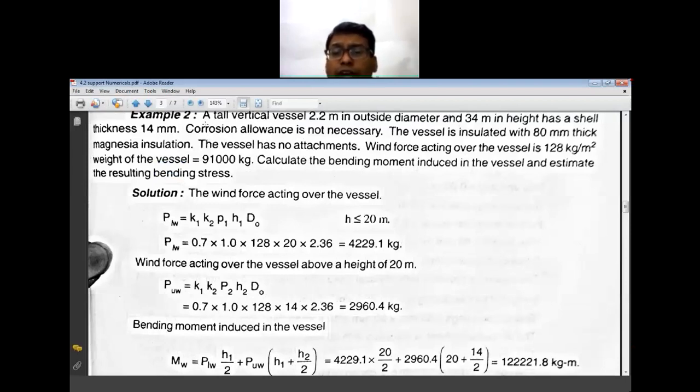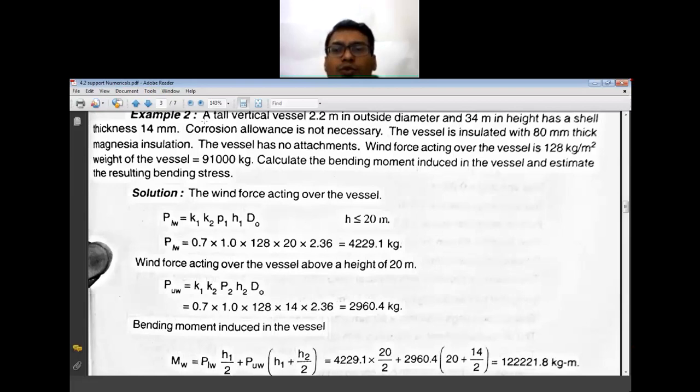Now out of these two, 6.7 is the higher thickness. In the general case, the compressive stress will be more, so we use the compressive stress to calculate the final thickness. So an 8 millimeter thickness for the skirt support will be suitable. So this is the calculation for the thickness of the skirt support.